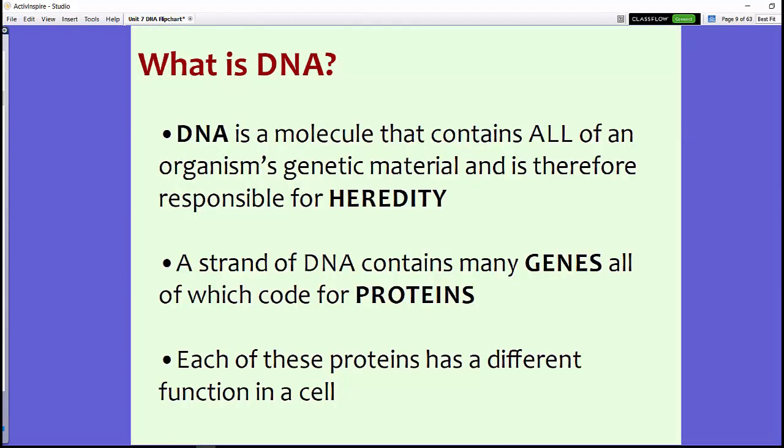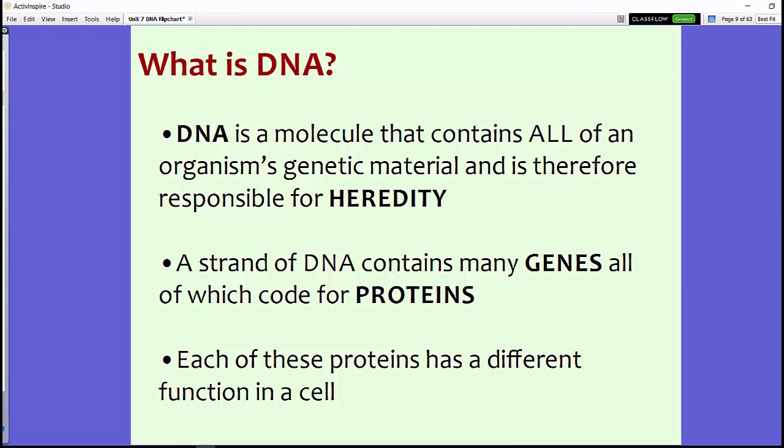Now, what is DNA? Again, we've talked about it a little bit throughout the year, but DNA is a molecule that contains all of an organism's genetic material and is therefore responsible for heredity. We talked already about heredity and what gets passed down from generation to generation, and DNA, those genes that lie right there, is responsible for everything to do with an organism. So a strand of DNA contains many genes, all of which code for proteins. This is what differs a little bit from what we've previously talked about.